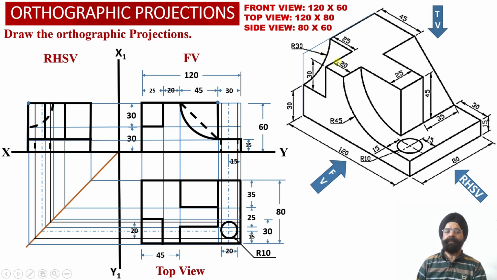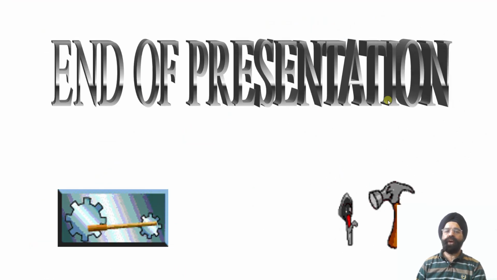So this way we have been able to obtain the orthographic front view projections, the orthographic top view projections, and the orthographic right hand side view projections of the solid, corresponding to which we had been provided with 3D isometric projections of the solid. So this is all for today.